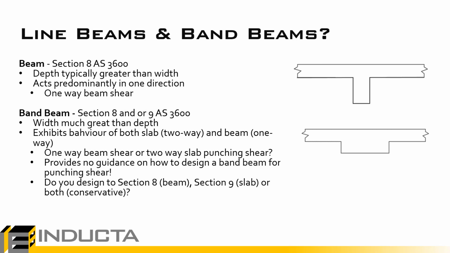What we mean when we say band beams and line beams. So a line beam is just your typical traditional beam that has a depth greater than its width. So it acts predominantly in one direction, so one-way bending and one-way shear, and it's covered by Section 8 of AS 3600. A band beam is a beam that has a width much greater than its depth. So it exhibits behavior of both a two-way slab and a beam, so basically one-way action. So this could be designed to Section 8 and/or Section 9 of AS 3600.